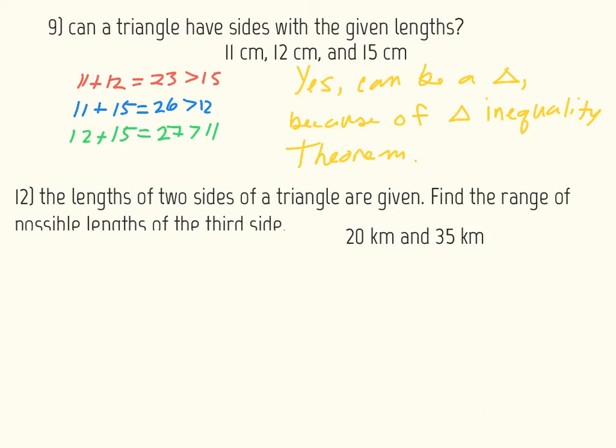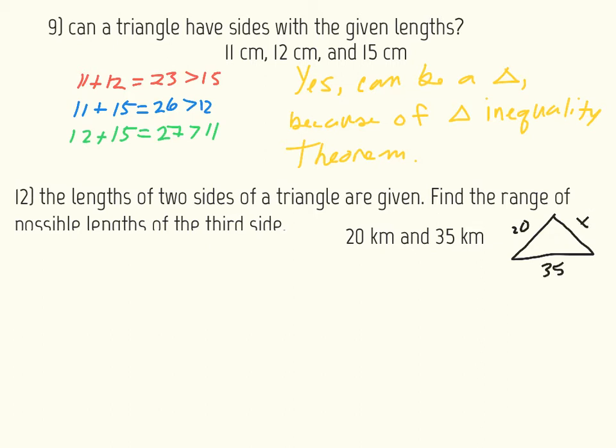For number 12, the lengths of 2 sides of a triangle are given. Find the range of possible lengths of the third side. Okay, so if we have 20 kilometers and 35 kilometers, if we sketch out a triangle, it might be a little helpful to understand what we're looking at. So that's what I'm going to start. We have a 20-kilometer side, and we have a 35-kilometer side.